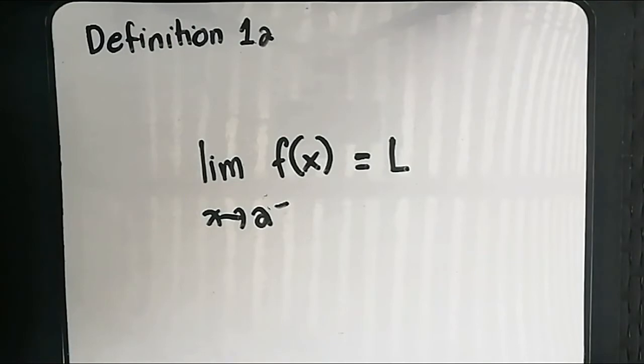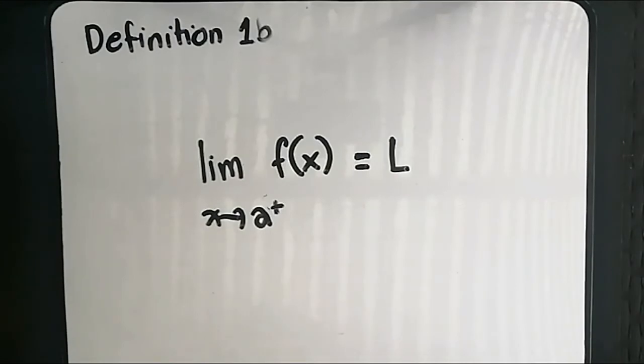So now we define one-sided limit. So we say that the limit of f of x as x approaches a from the left is equal to L. So this is our notation. There is a negative sign doon sa taas ng a natin. So this means that yung values ng f of x natin lalapit ng lalapit kay L, okay? If we consider the values of x na less than a. Kaya nga to the left of a. Okay?